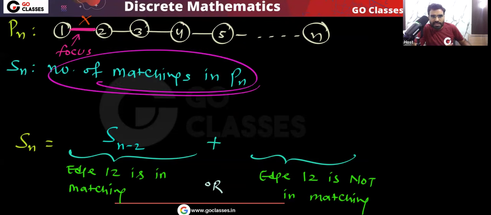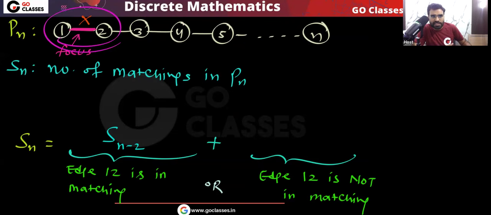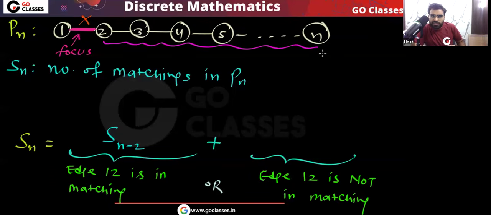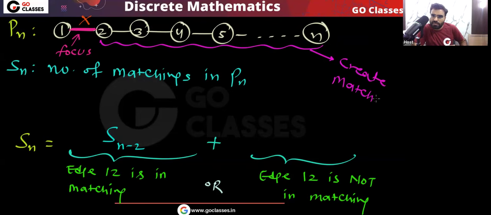So how many matchings can I create which do not contain this edge 1 2? So very simple. In this remaining graph I will create a matching. What is this remaining graph? This is a path graph on n minus 1 vertices. How many matchings are there in this path graph on n minus 1 vertices? That is S n minus 1. That's it. I hope you understood.